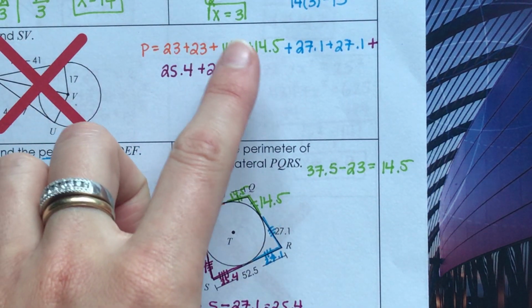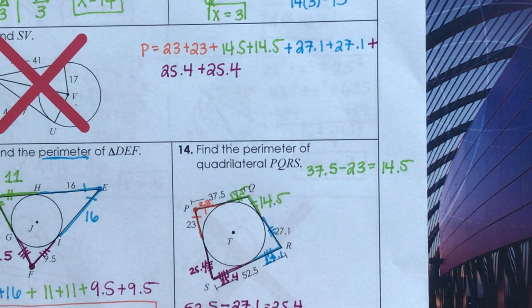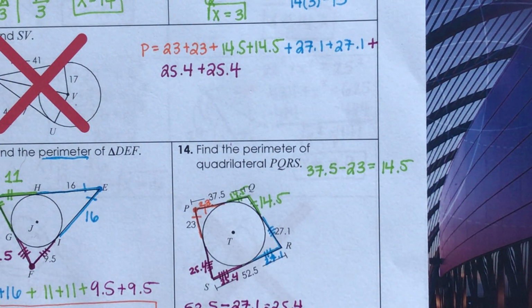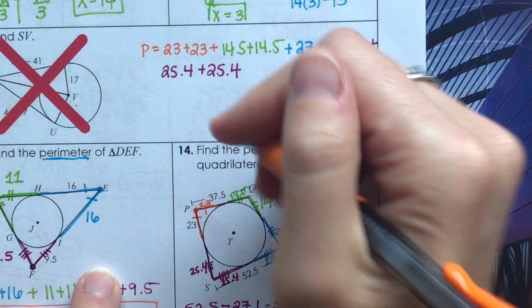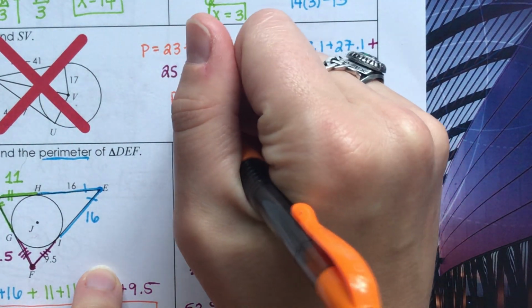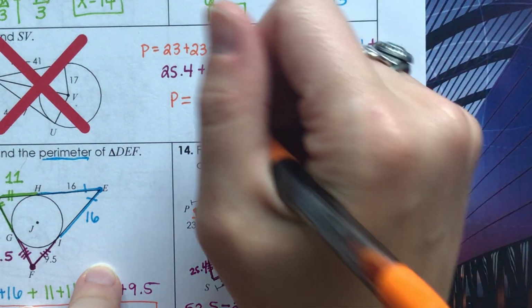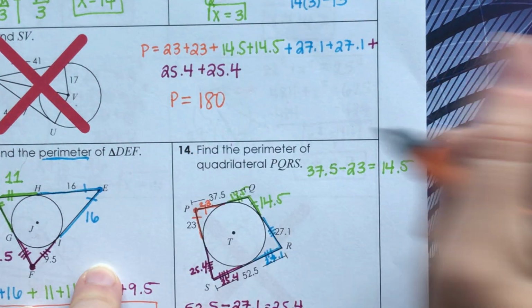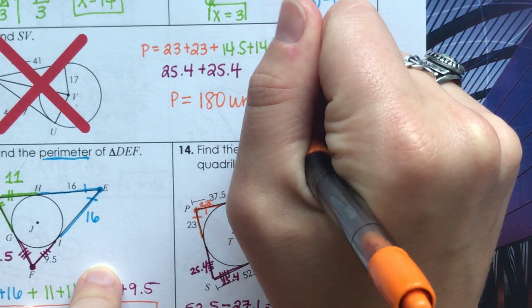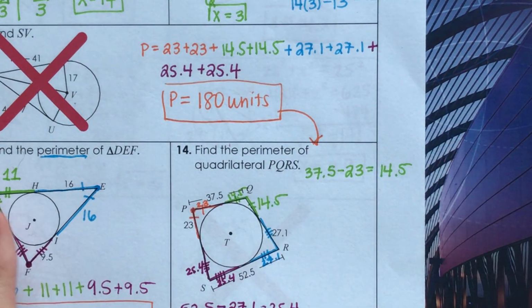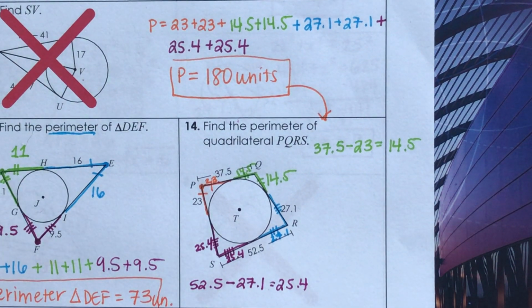I like to add up each one individually because if I do it that way, I know I'm not going to miss anything. And I like doing it in multiple colors too because I think it helps me out just a little bit. So if I add up all those numbers together, my final answer is that the perimeter is equal to 180, and I don't have anything, so I'm just going to put units. Okay, and that's my final answer for number 14.